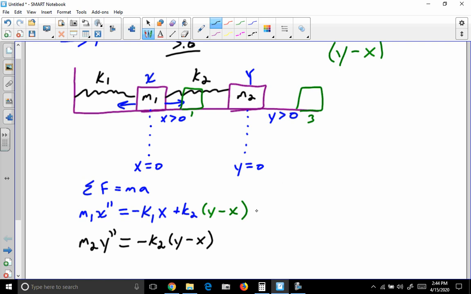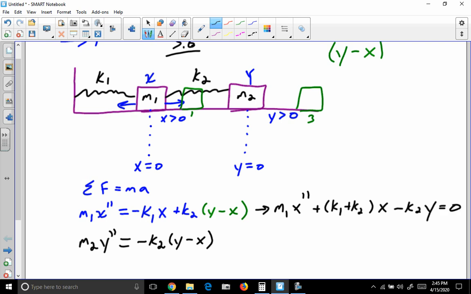So if we rearrange the first equation, getting everything on one side, we have m1 x double prime. If we move that to the other side, we have a k1x. If we distribute there, we have a minus k2x. So when we add it, we have a plus k2. Both of those are coefficients of x. And then we have a k2y. When we move it to the other side, that'll be a minus k2y.